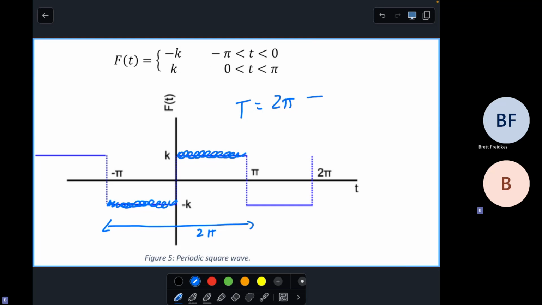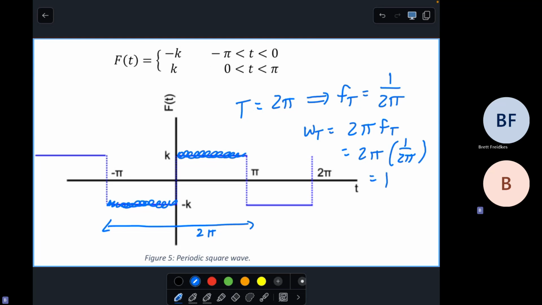Our fundamental frequency, f, is what? Omega would be 1. What is it in hertz? Tristan, what are you going to say? 1 over 2 pi. The reciprocal of this, right? Period and frequency are reciprocals. Now, omega is 2 pi times that. That ends up being 1, right? That's 1. Our fundamental frequency is 1 radian per second.